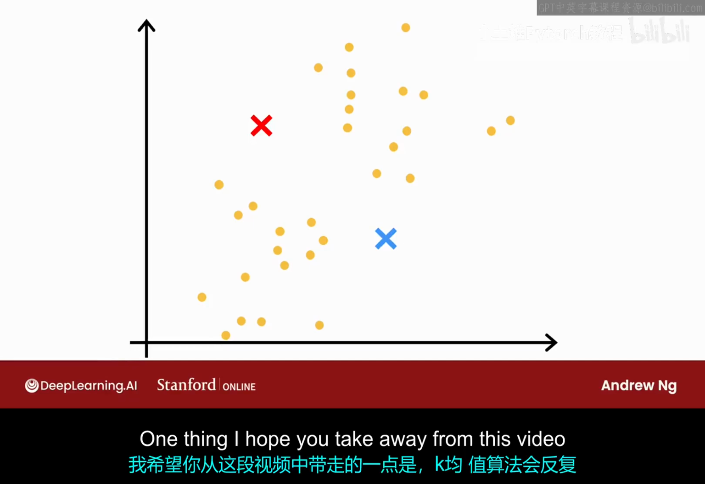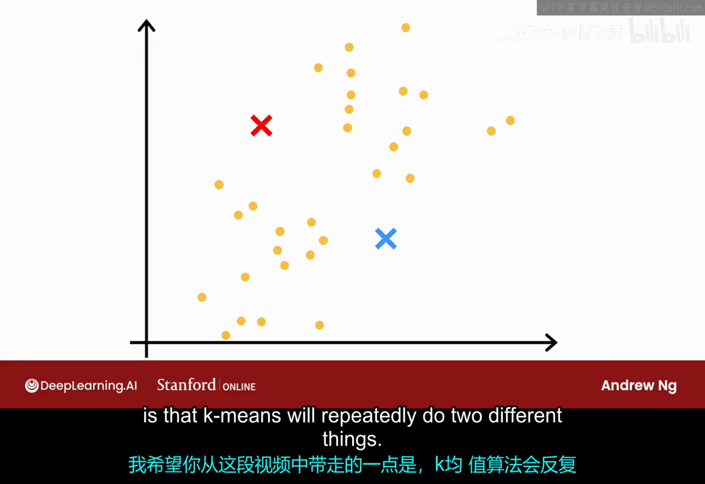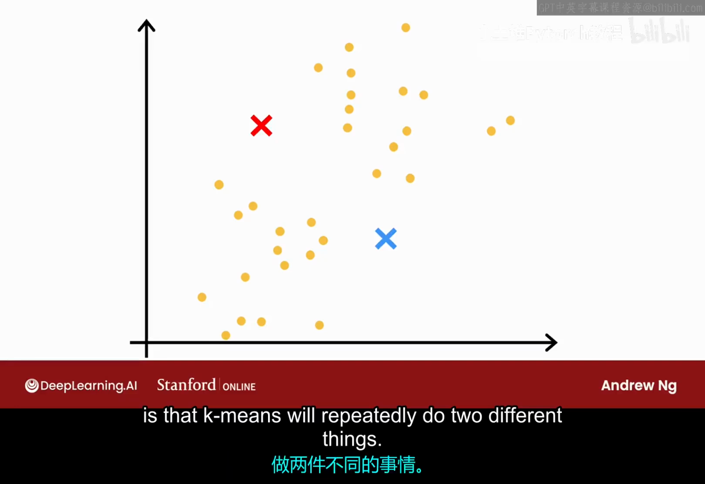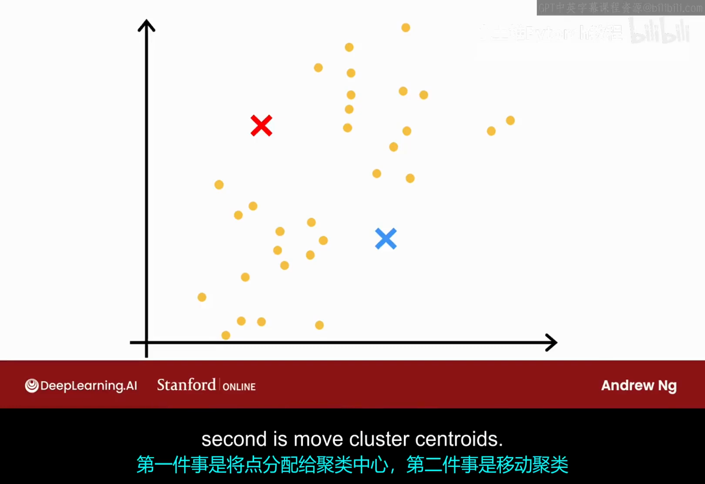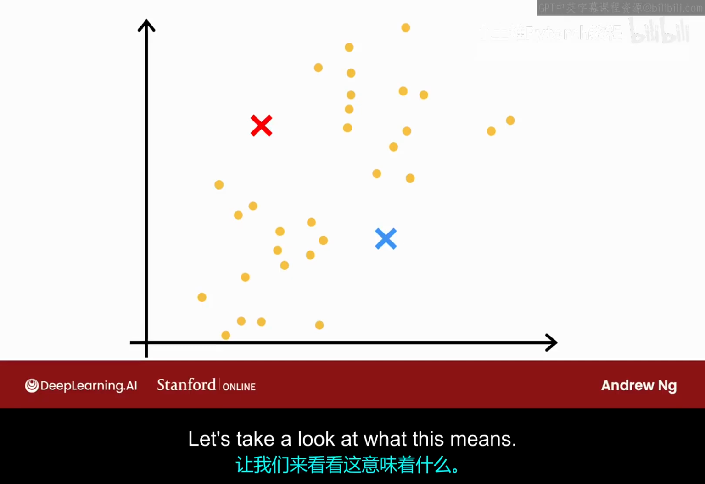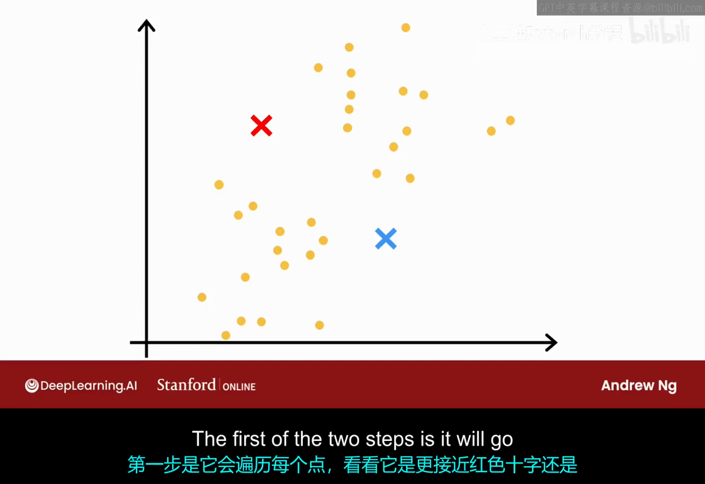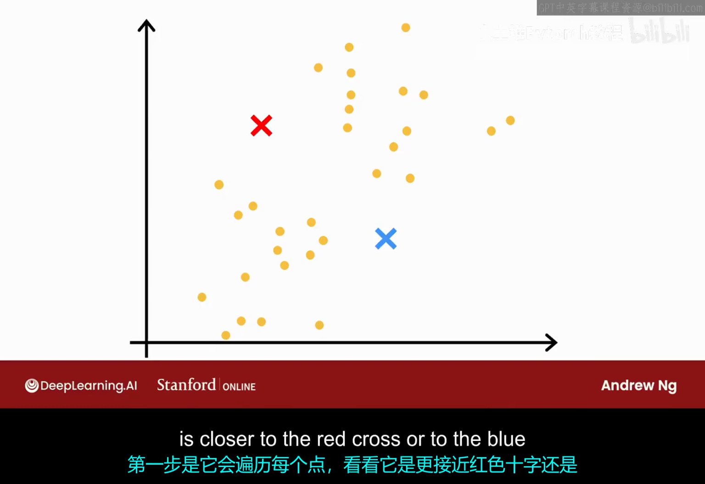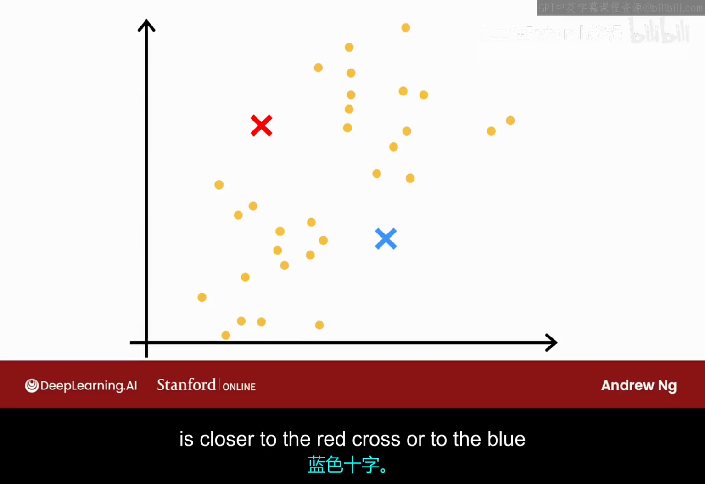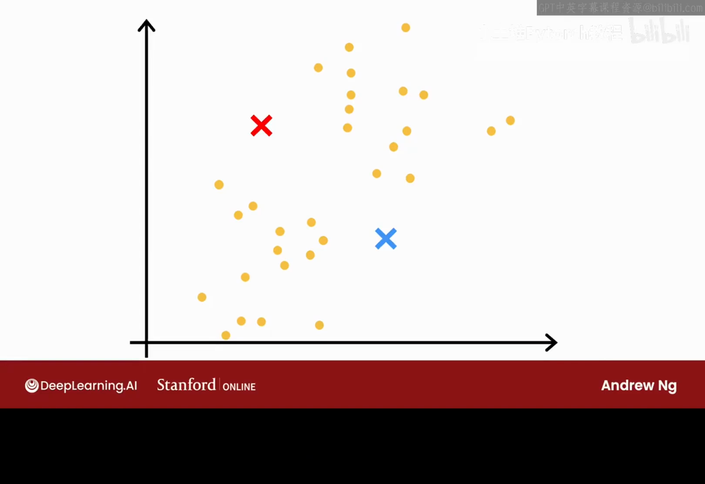One thing I hope you take away from this video is that k-means will repeatedly do 2 different things. The first is assign points to cluster centroids, and the second is move cluster centroids. Let's take a look at what this means. The first of the 2 steps is it will go through each of these points and look at whether it is closer to the red cross or to the blue cross.